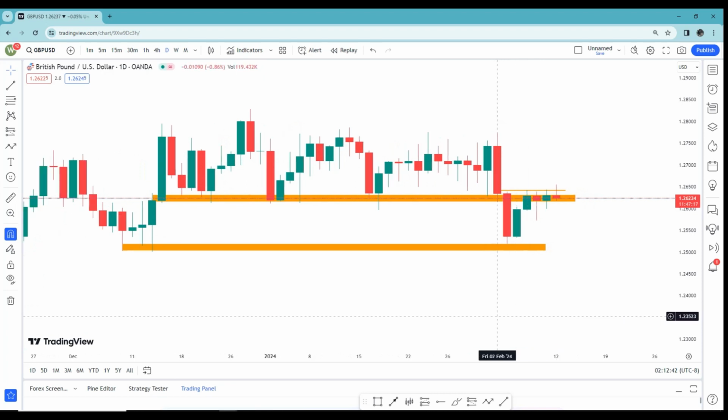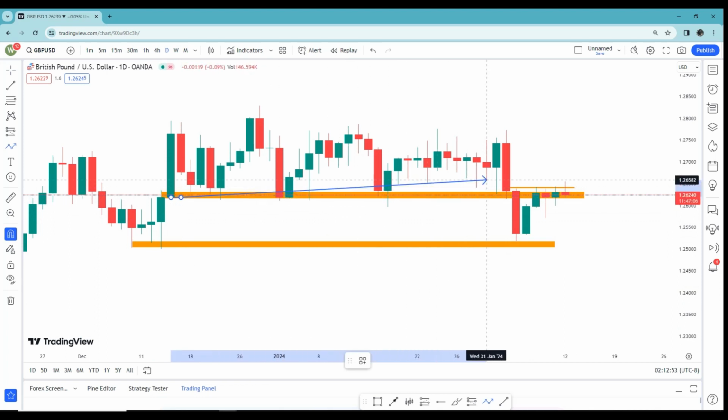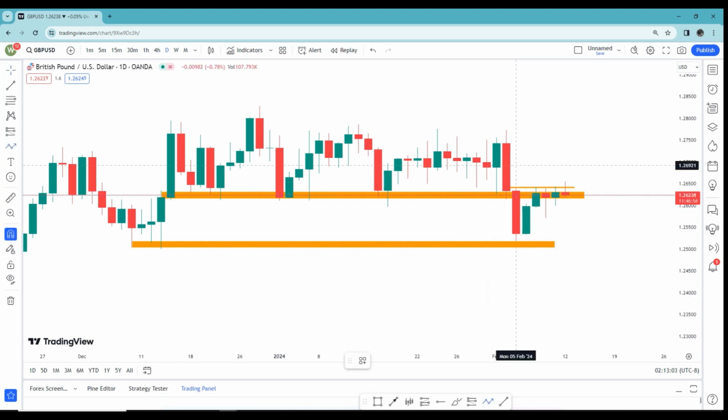Right now, as you can see, we already have a market structure. We can see that we had this zone right here, and after this zone, the market broke the zone, and the market has already given us some pullback.